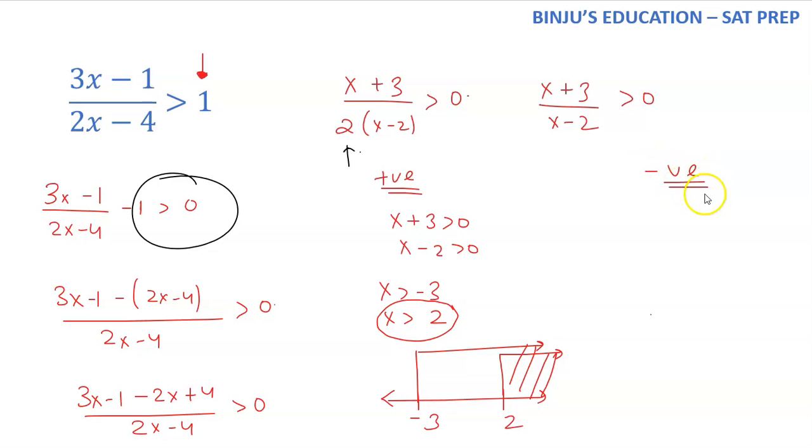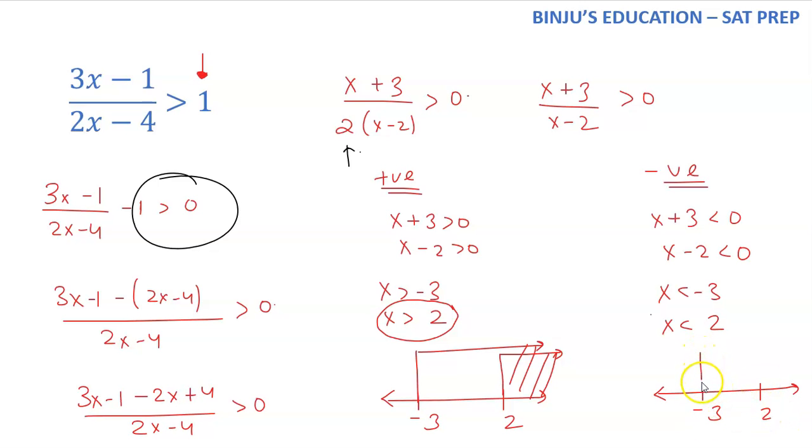Go for the negative part also. x less than minus 3 and x less than 2. What is the common region? This is the common region, right? So in this case, you're going to have x less than minus 3. So exactly the same conclusion. There is no difference. It's completely up to you which method you wish to choose.